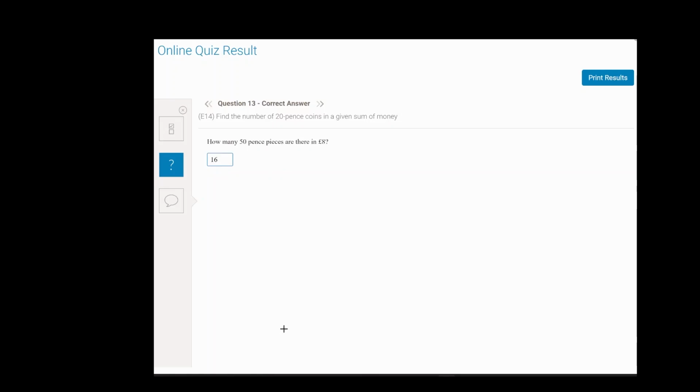How many 50 pounds are there in 8 pounds? Here we just count. It's basically one that's 1 pound. Those are 2 pounds. Those are 3 pounds. Those are 4 pounds. Those are 5 pounds. Those are 6 pounds. Those are 7 pounds. Those are 8 pounds. We count them 1, 2, 3, 4, 5, 6, 7, 8, 9, 10, 11, 12, 13, 14, 15, 16.